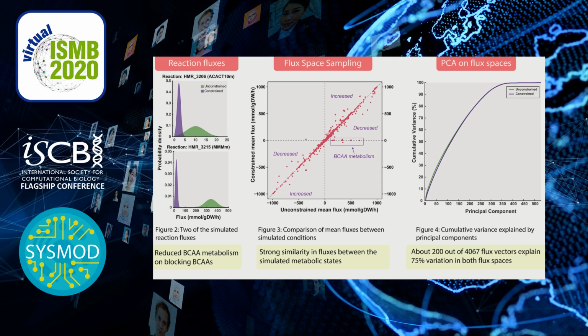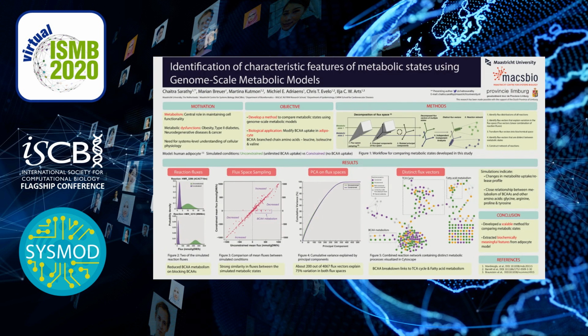So moving to Figure 4, we observed that following decomposition, 200 out of 4067 flux vectors were able to explain 75% variation in both flux spaces. Although the variance explained was very similar between the simulated conditions, there were still differences. These differences were then extracted using ICA and transformed into biochemical space.